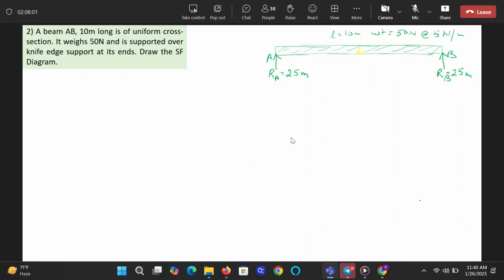Then how many total forces are in this question now? There are three total forces. What are they? RA, the weight of the beam, that is 50 newtons, and RB. Does everybody agree there are three forces? Yes or no? For the purpose of moments. Am I right, guys? Yes, sir.